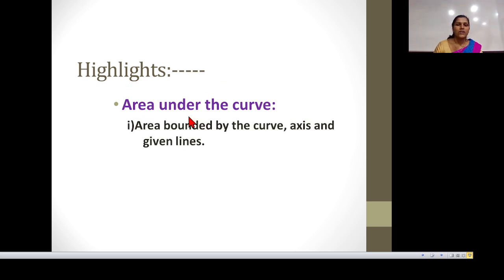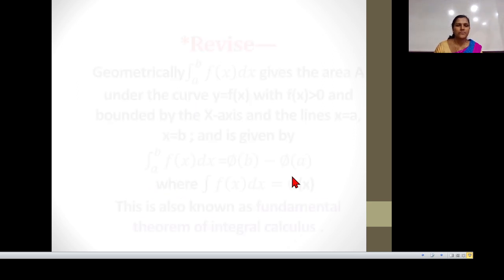Let us see what the highlights are. In this lecture, we are going to see area under the curve. We will now study different types of curves and the area covered by those curves. First, we are going to see area bounded by the curve, axis and the given lines. And in the second subunit, we are going to see area between two curves.